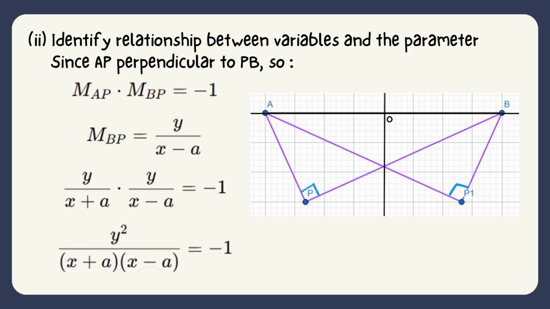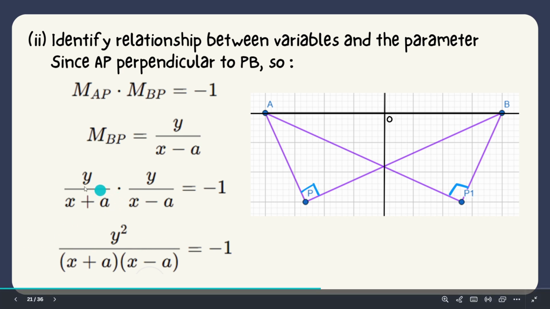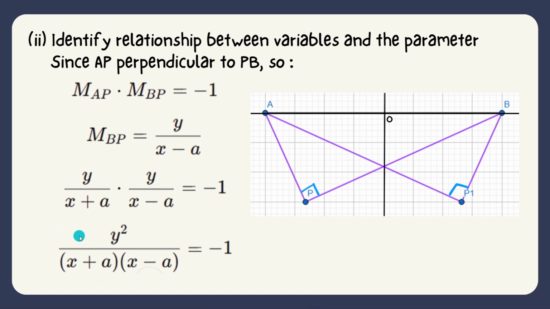Then we substitute the values of the AP slope and PB slope, equal to negative 1. It is y over (x plus a) times y over (x minus a) equal to negative 1. Then we get y squared over (x plus a)(x minus a) equal to negative 1. Then we multiply both sides by (x plus a)(x minus a). So we get y squared equal to negative of (x plus a)(x minus a).